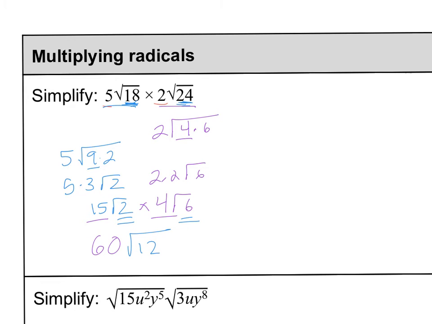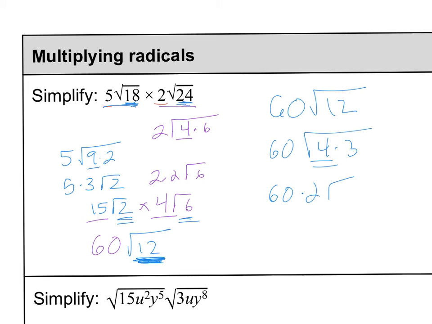And now I've got to look at the problem just one more time and make sure there's no more perfect squares that I might have introduced by putting these numbers together. And you can see that 12, there's a 4 in there. So 60 root 12 becomes 60 root of 4 times 3. The square root of 4 is 2, so it becomes 60 times 2 root 3, or 120 root 3.